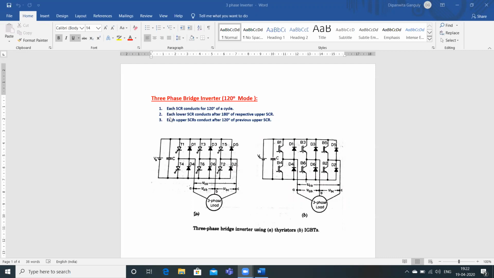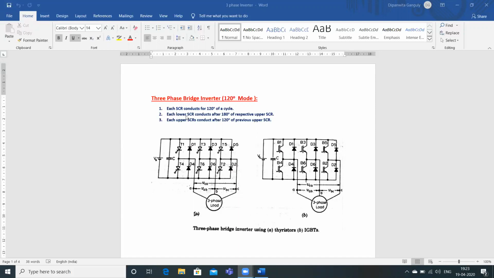The three basic assumptions were there. Only the first assumption you need to change for the 120-degree mode of operation. Here each SCR conducts for 120 degrees of a cycle. So T1, T2, T3, T4, T5 and T6, each thyristor will conduct for only 120 degrees of a cycle.